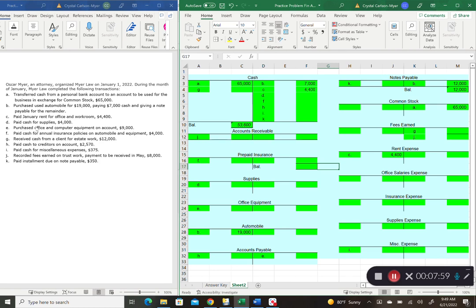In part D, paid cash for supplies of $4,000. So the business is receiving an asset in the form of supplies. So I want to go ahead and record that. Anytime you're increasing an asset account, you want to debit it.